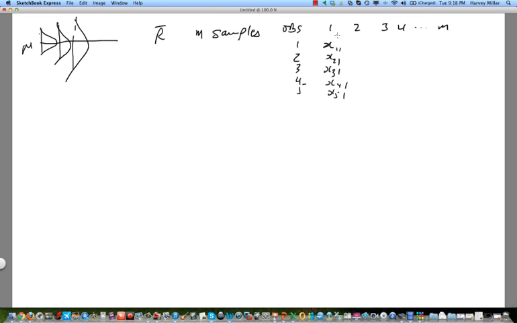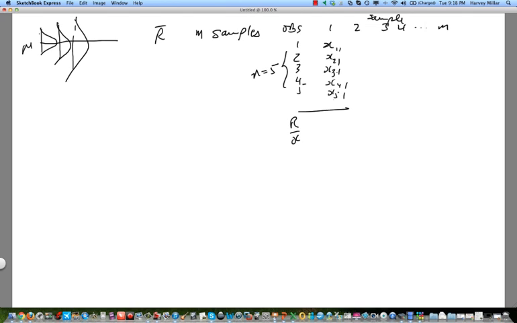What that means is that this is my sample 1, and this is the first observation, second observation, third, fourth, fifth. So my sample size n is equal to 5, but my number of samples could be 3, 4, or whatever. And so each of those samples would have a range, and each of them would have an average, right?